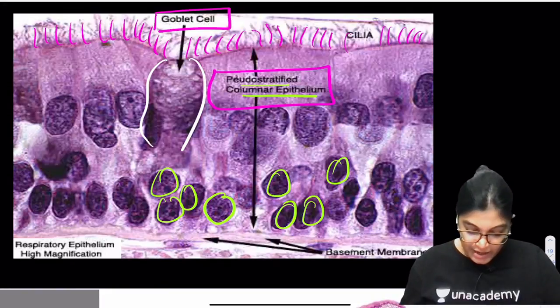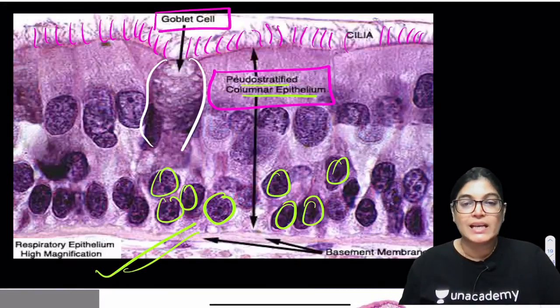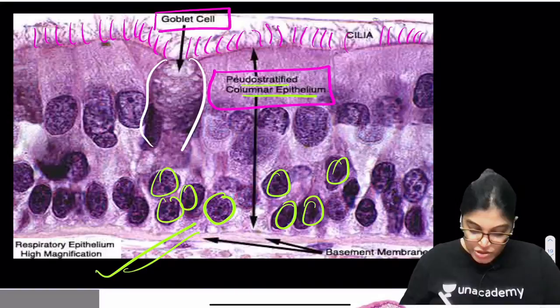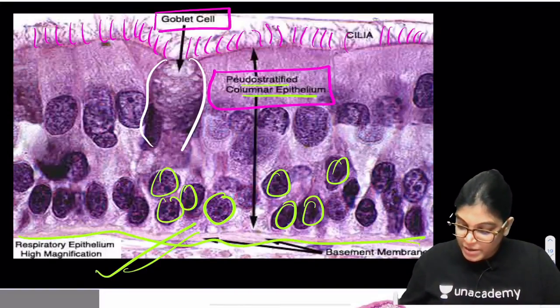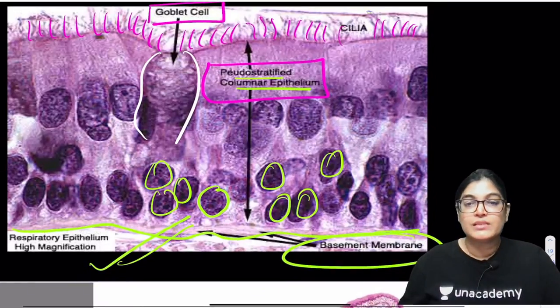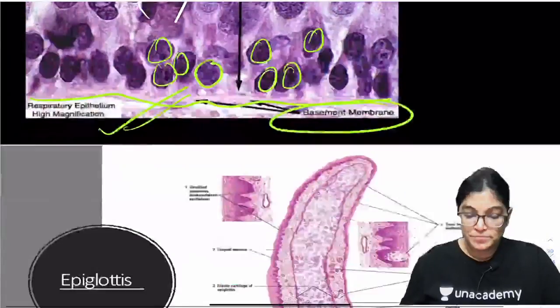Absolutely right Sri Rangaraj, respiratory epithelium as seen in higher magnification, and this is resting over which layer? Basement membrane. This is resting over the basement membrane.